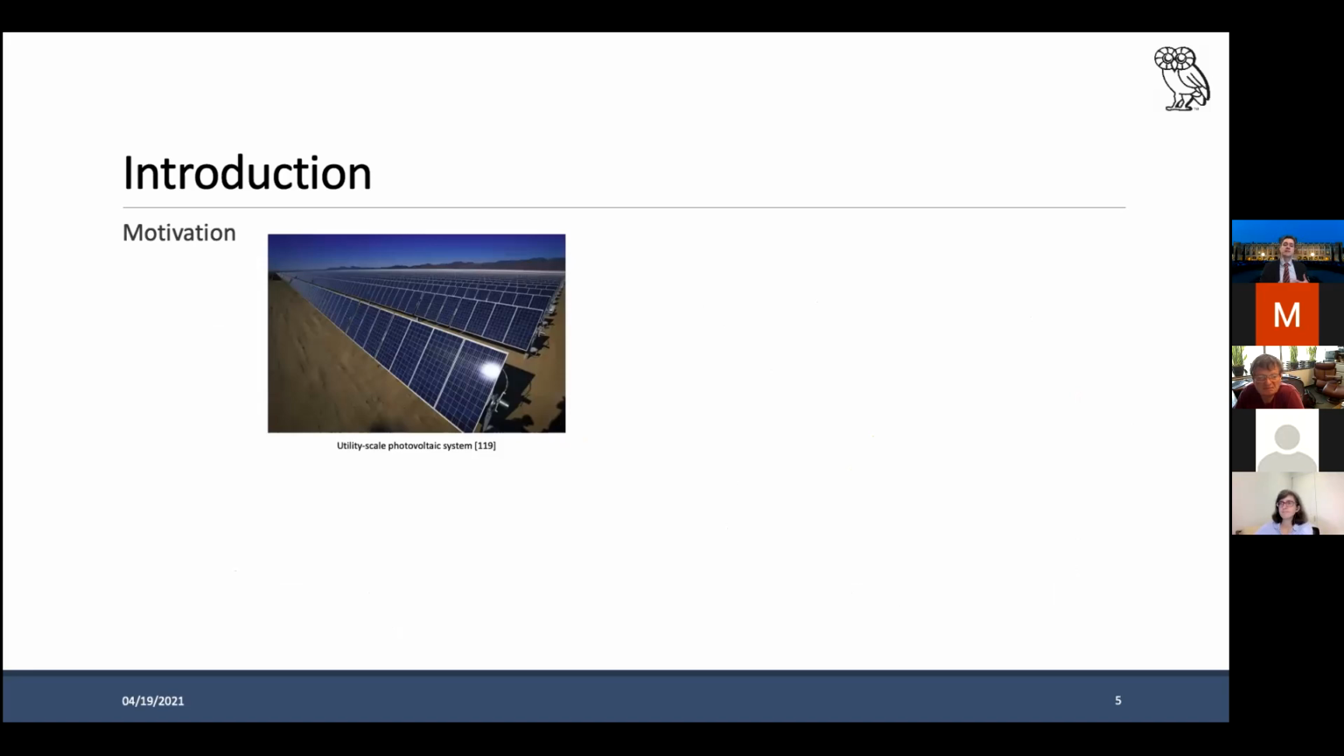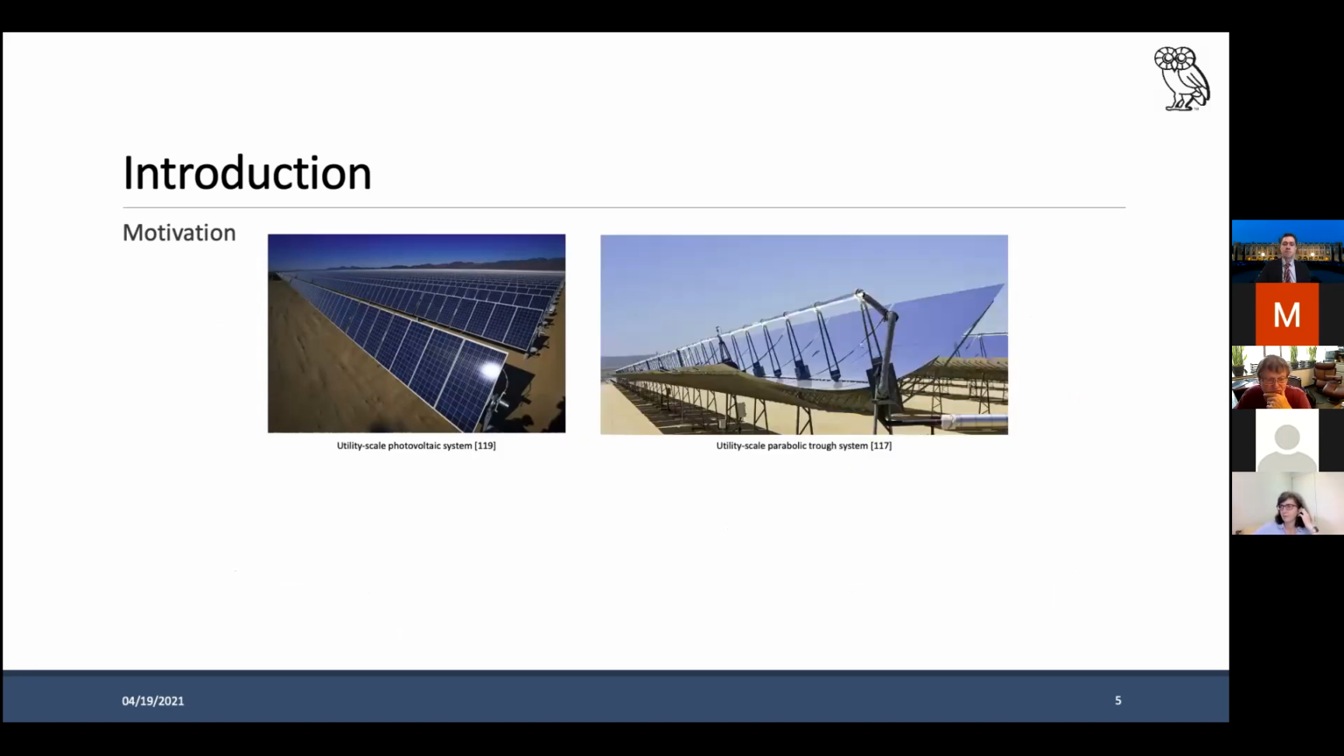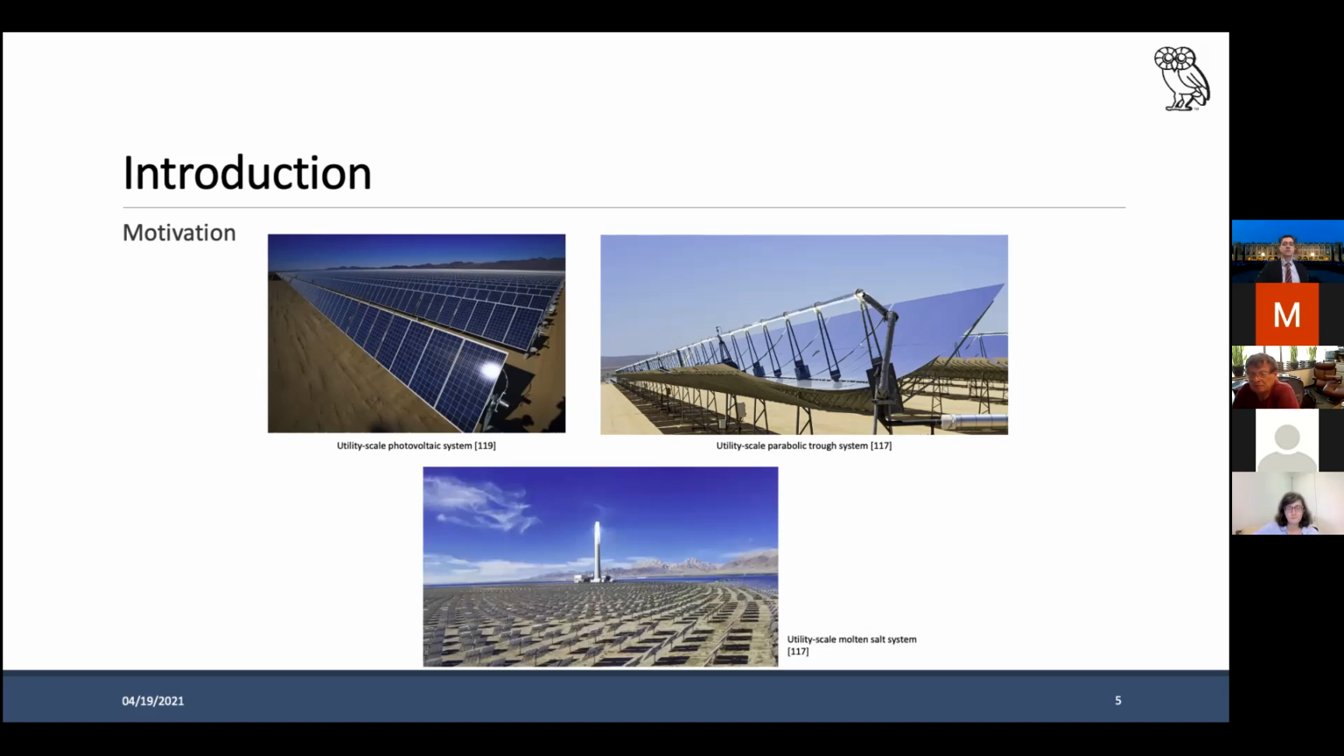The majority of the utility scale solar energy projects in the US are either photovoltaic systems, where sunlight is converted to electricity using solar cells, or concentrated solar power, also called CSP systems. These CSP systems are either parabolic trough systems, where parabolic reflectors are used to concentrate light on a tube containing a heat transfer fluid, or they're molten salt systems, where thousands of reflectors are used to concentrate light on a tower containing a material of high melting point, usually a salt, and therefore the name molten salt.